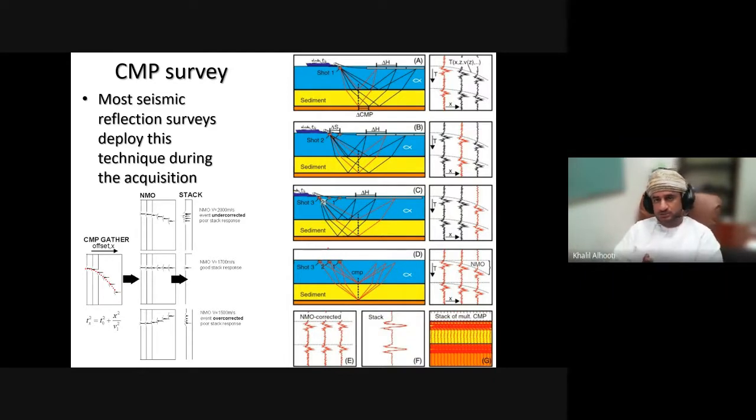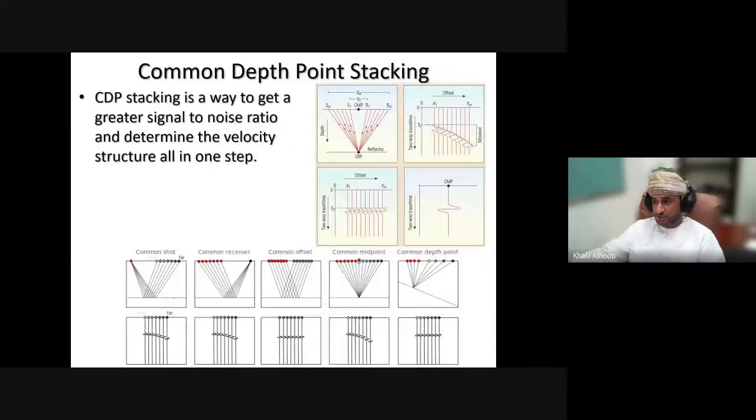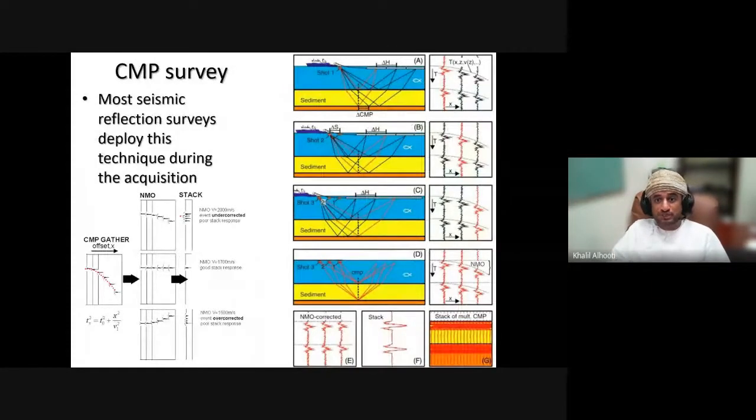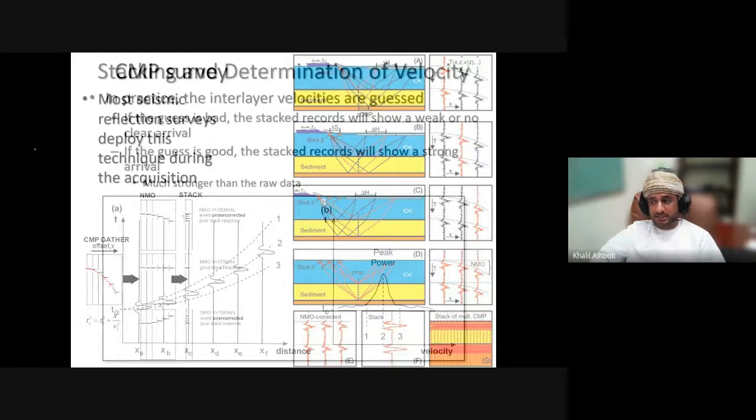After this process, we move from what we call gathers, different gathers, shot gathers or common midpoint gathers. They are seismic data, but they are not reflection data. I cannot use them to interpret the geology. Usually the geology is interpreted after you stack your data, after you get only one trace resembling one subsurface point. That's what we call stacking. That's how stacking works.